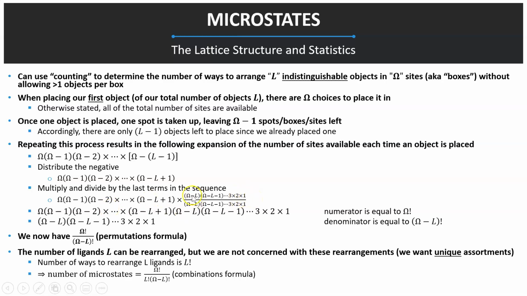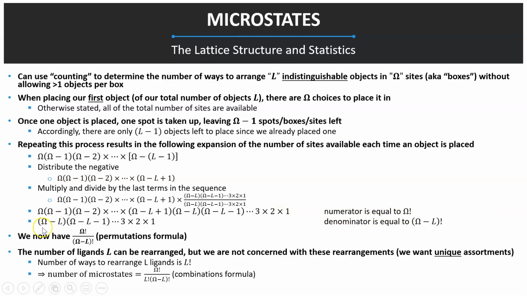If we multiply and divide by this new term, let's take a look at the numerator and the denominator. In the numerator, we get this series shown here. This is basically saying that we start off with the total number of sites omega, and we subtract one additional site each time an object is placed until we reach one site remaining. This is interesting since if you take a look at this, what is this? At a closer look, you'll see that this is a factorial. Therefore, the numerator of this term is simply equal to omega factorial.